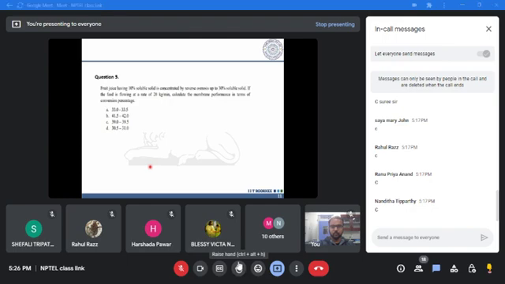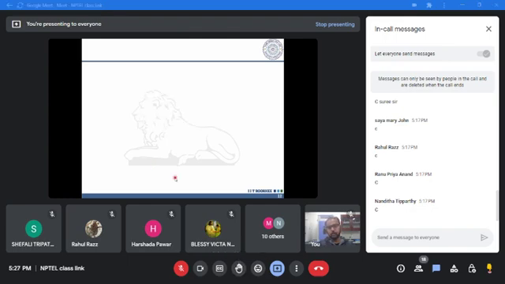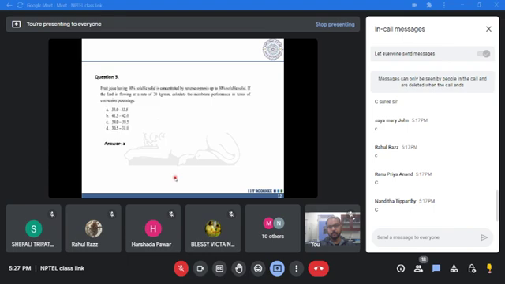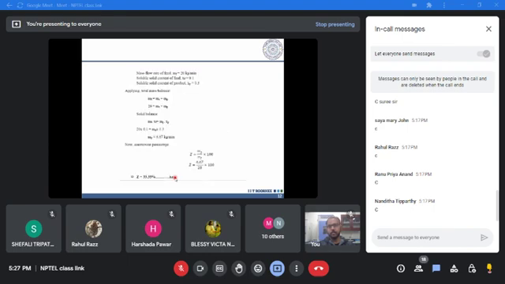So okay, let me explain. What is a mass rate? Mass rate of feed is 20 kg per minute. Soluble solid content is 10%. And soluble solid content of product is 30%.